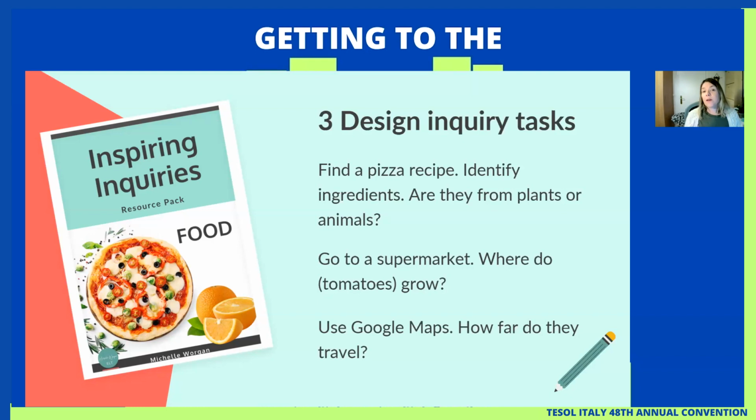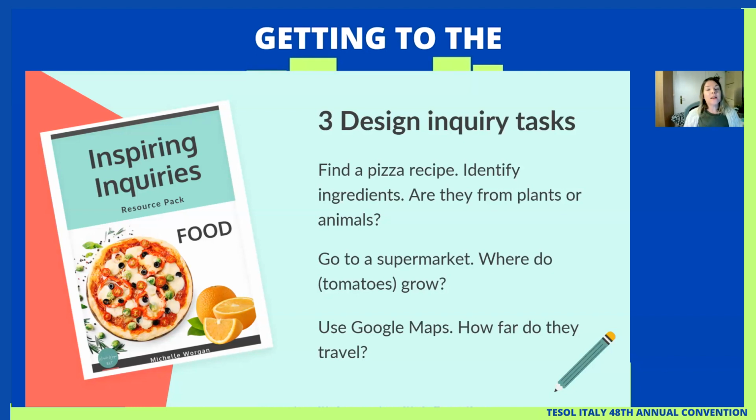Then I would ask them to go to a supermarket, and this is probably going to be a homework activity, and to try and find out where these ingredients come from. This works best with natural ingredients. So, for example, the tomatoes, probably in the supermarket, it will say where the tomatoes were grown. So I'd have them make a note of this.